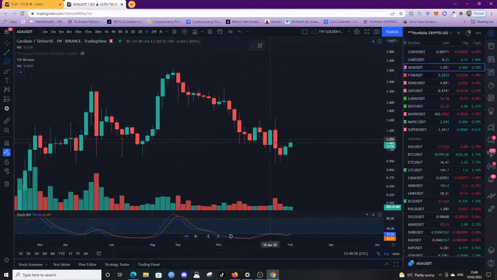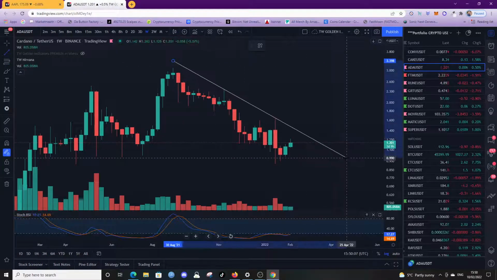So you see this consolidation coming down. Trend lines outside here. It looks like we're going to be bullish. We need to get above that. Break through it.